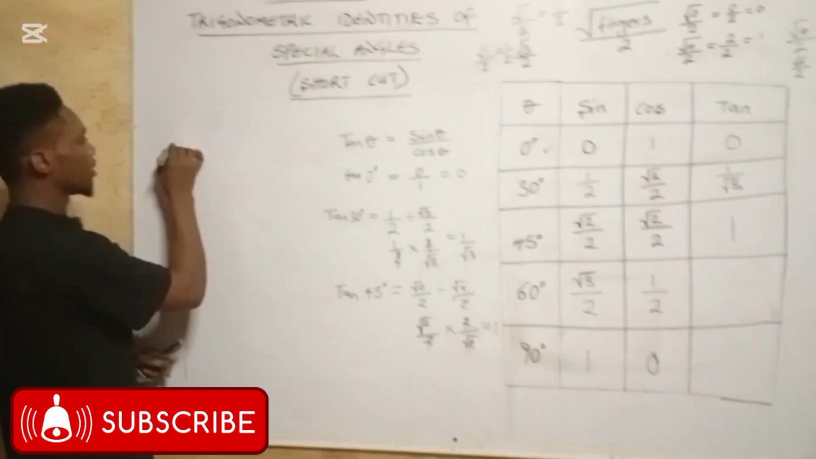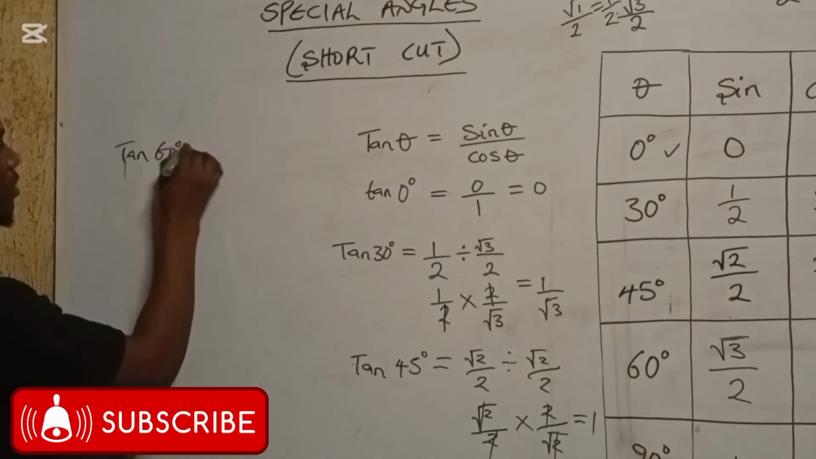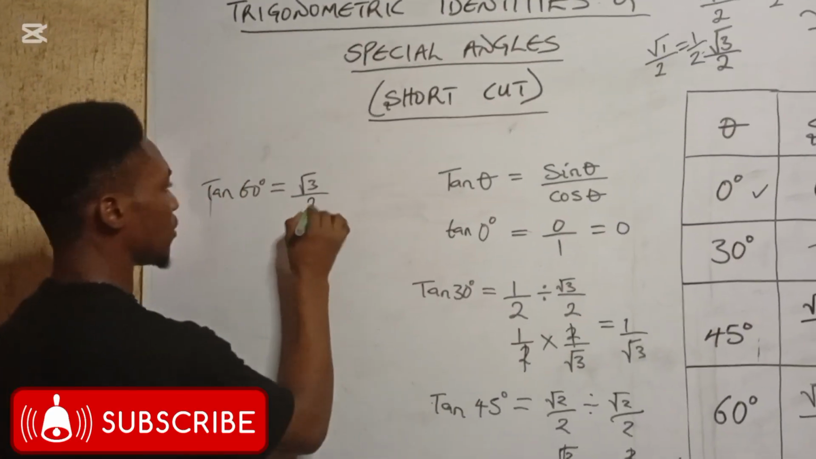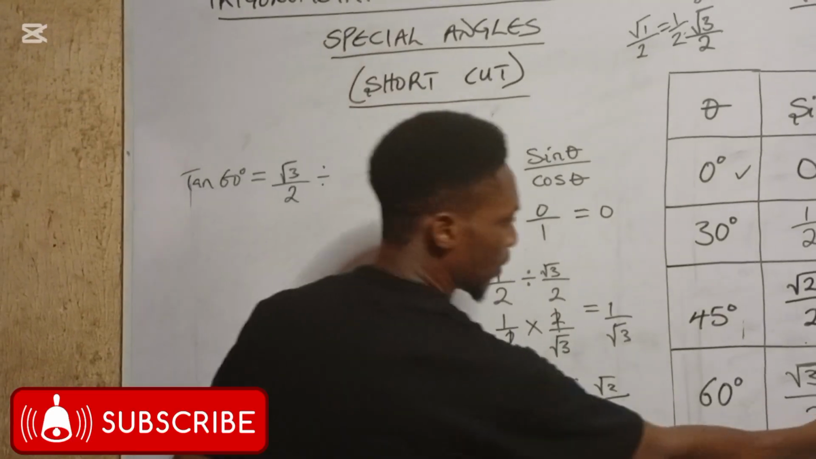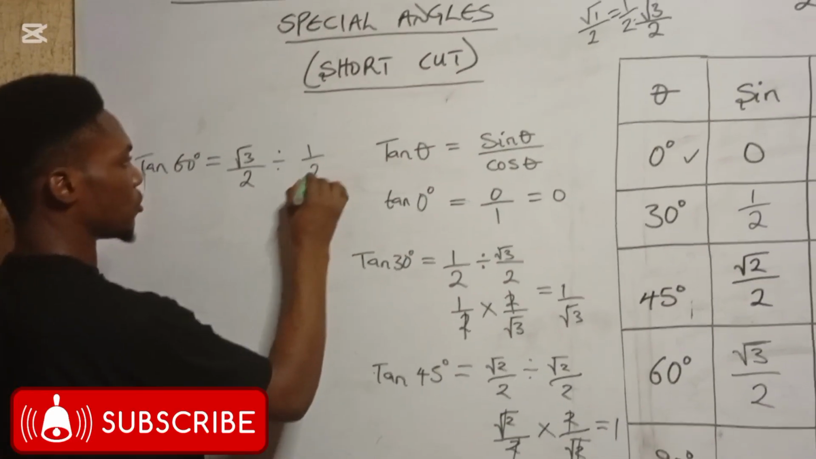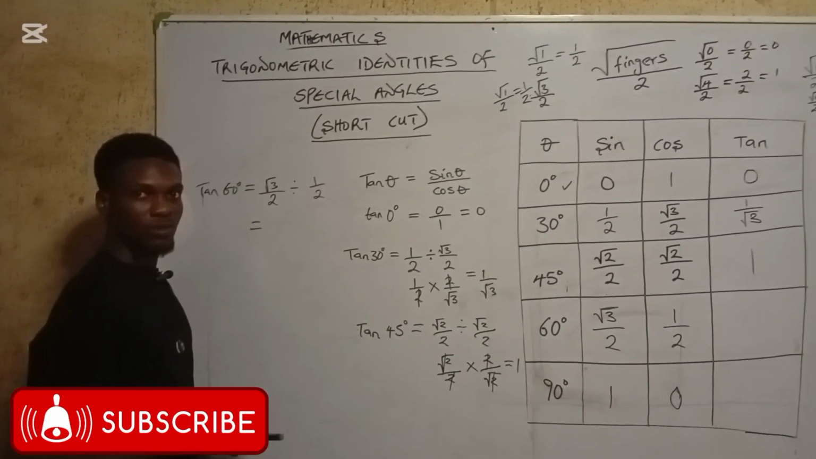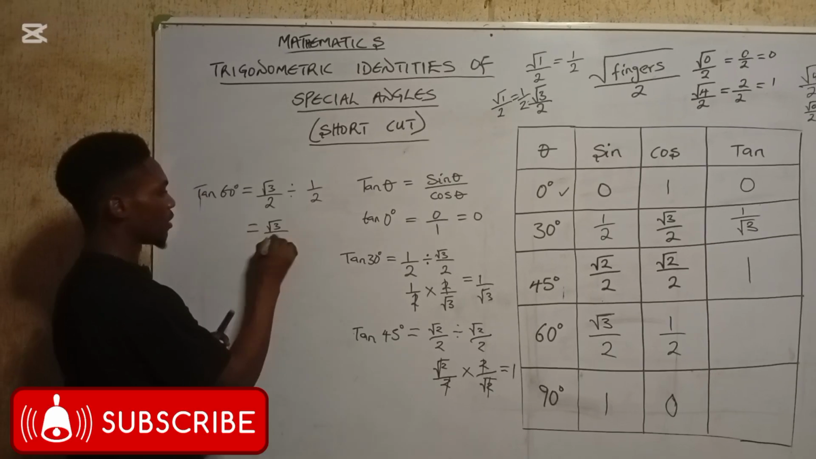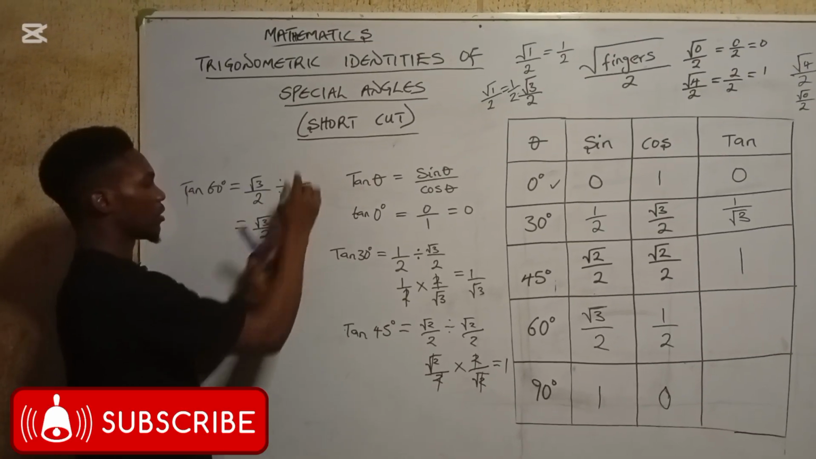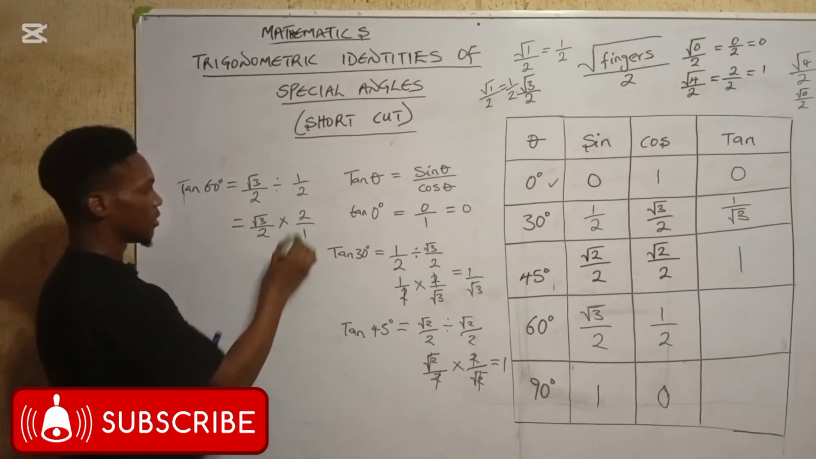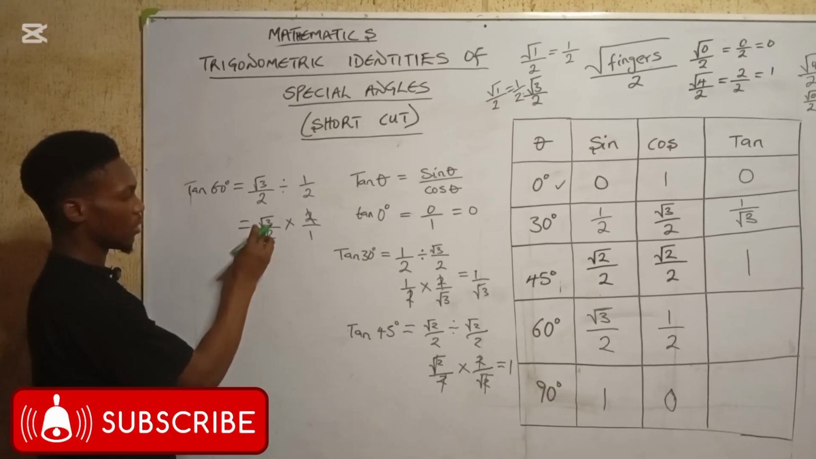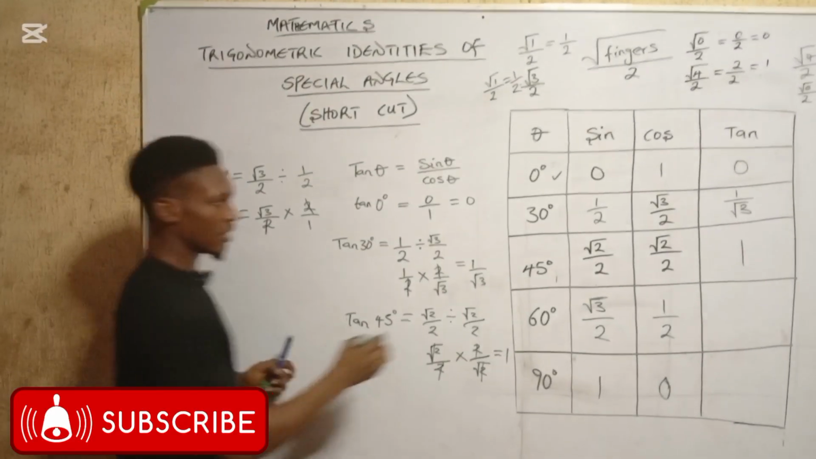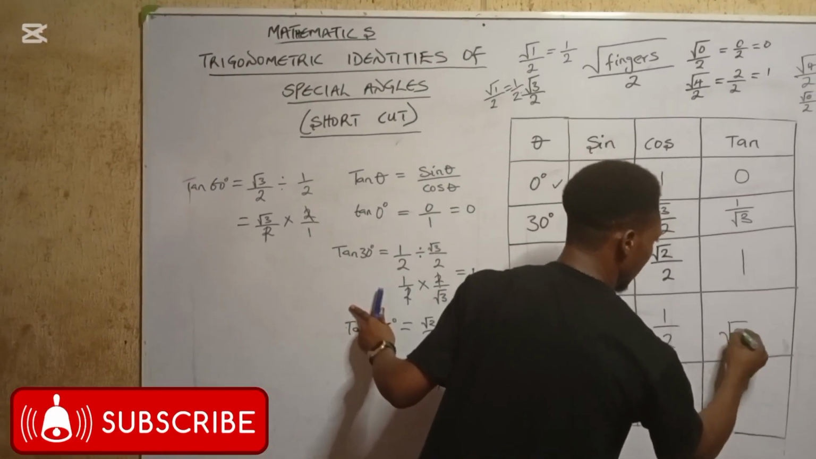Second to the last, let's come over to this side. We have tan of 60 degrees. That is root 3 in our sine, root 3 over 2, divided by our cosine, 1 over 2. That is equal to, change this to multiplication, root 3 over 2 times, turn this upside down, 2 over 1. 2, we cancel 2. Then we have root 3 over 1. And root 3 divided by 1 is what? Root 3.